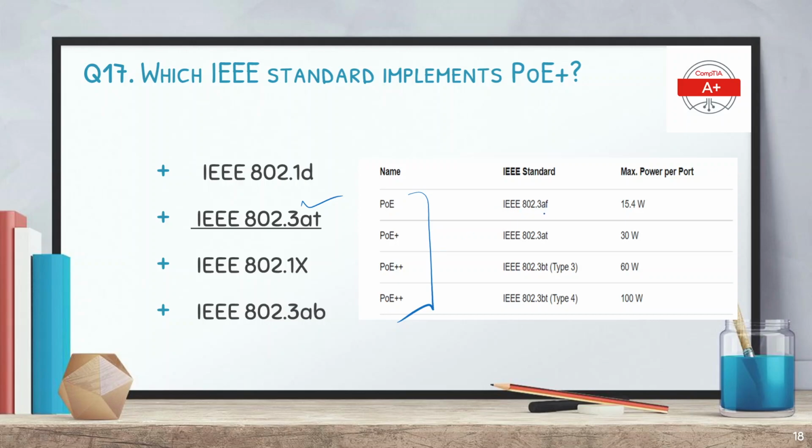The simple PoE is 802.3af, and PoE plus is 802.3at, and then PoE plus plus is 802.3bt type 3, and again 802.3bt type 4, it is for PoE plus plus type 4, and again these all have different power ratings.